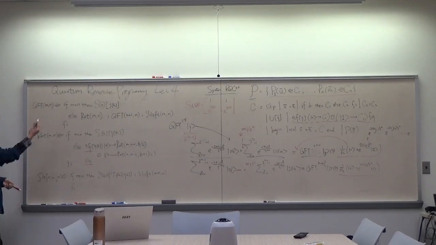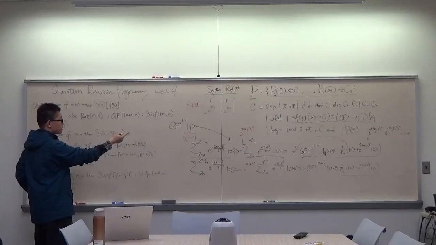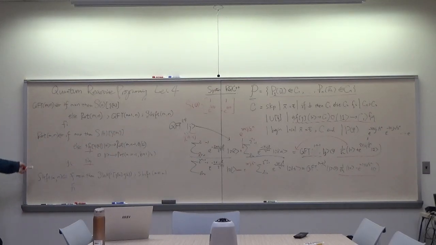You first write the QFT, the unitary, using the recursive definition. Then you write it into a quantum recursive program. And the final program text is independent of the number of qubits n. Is there any question about these examples?